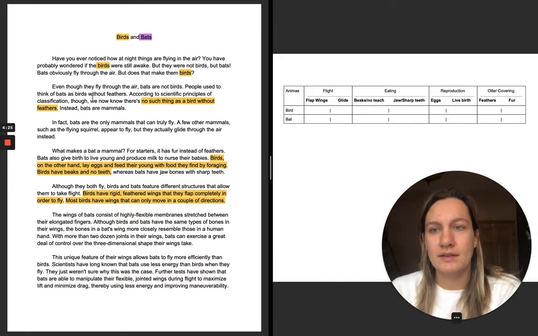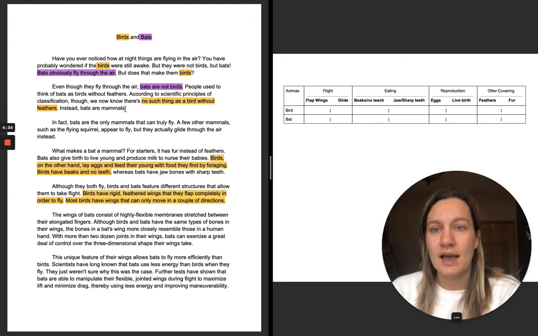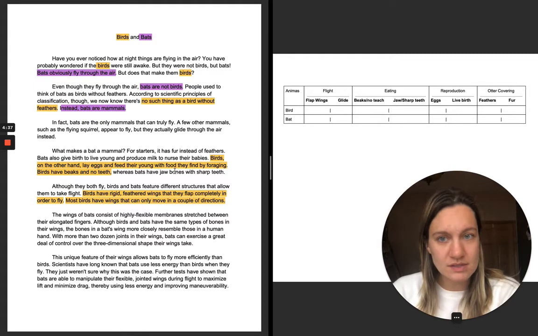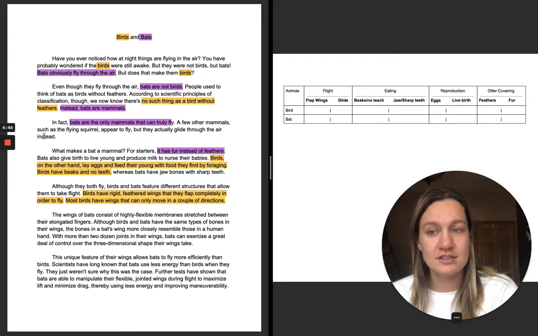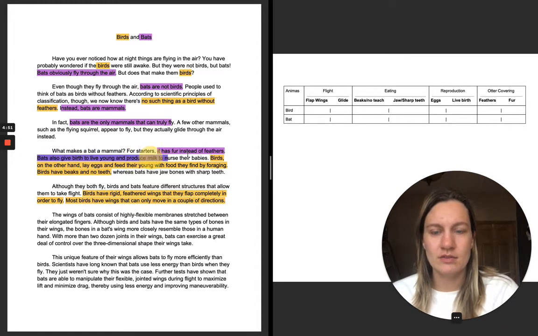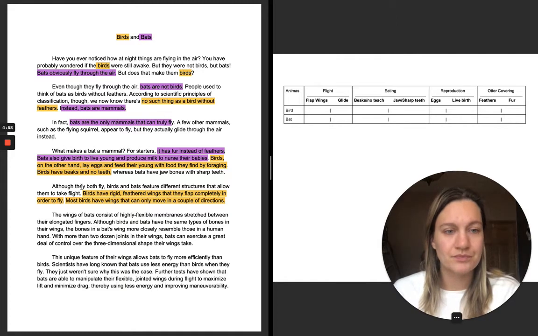I'm going to highlight things about bats. Bats fly through the air. Even though they fly through the air, bats are not birds. I'm going to highlight that bats are not birds. I'm going to highlight that bats are mammals. Bats are the only mammals that can truly fly. Ooh, bats have fur instead of feathers. Bats also give birth to live young. There we go. All right. So I did the first section for you guys, right? We did this together. So your paper should look like mine, right? Great.